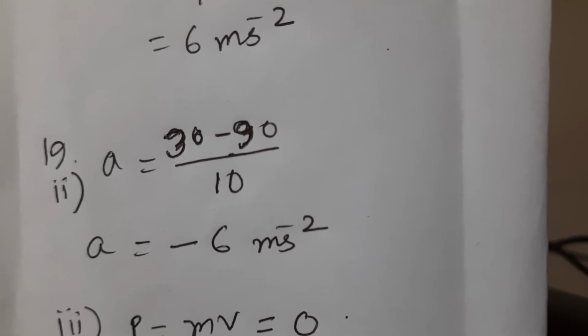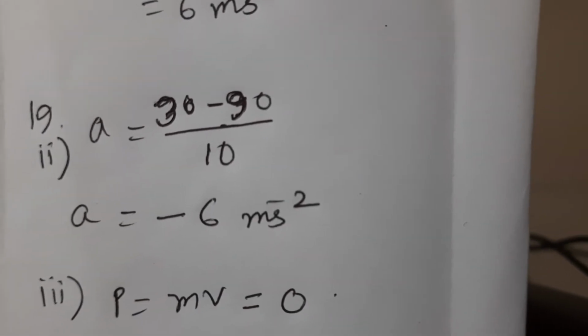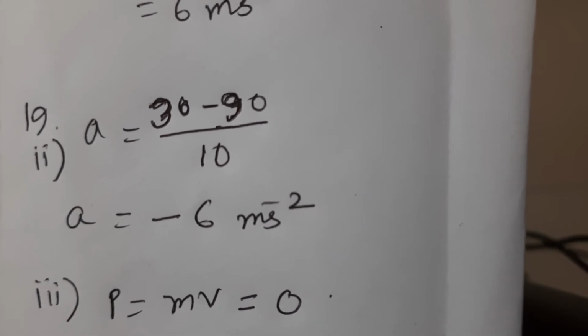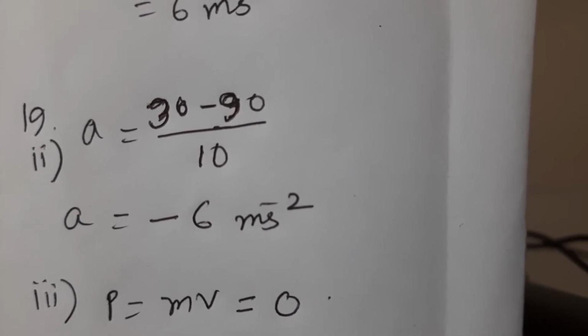Okay, so here the deceleration is 6 meter per second square, and here the initial velocity is 0. So the initial momentum will be 0. So statement 2 and statement 3 are correct. So the answer will be C.